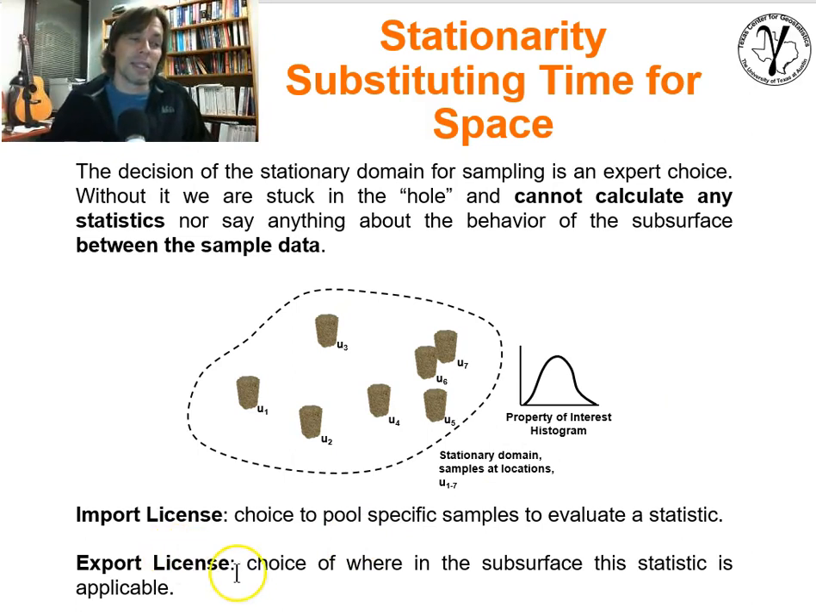The export license is the choice of where we can use that statistic. Because once we have that statistic of the property of interest, the metric or the statistic that we're worried about, where can we use it for the purpose of prediction and modeling? I draw a dashed line. Maybe we say that we can use the statistics gathered from these data within this dashed area. Perhaps it has to be smaller. Perhaps things are pretty homogeneous and well behaved and we can go even further away. That is the export license. That's the component of stationarity about where we can use the statistic.